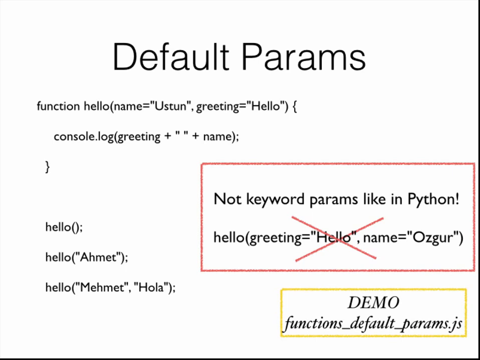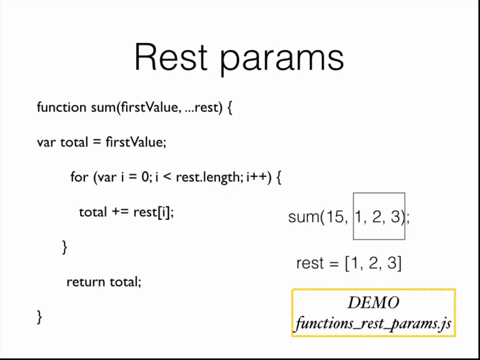However, the only gotcha here is that these are not keyword arguments. So if you are used to languages like Python, which has keyword arguments, you might think that you might be able to do this. Like hello, greeting equals hello, name equals Özgür. Like swapping the order of the arguments. This is not possible. These are default arguments, not named arguments or keyword arguments.